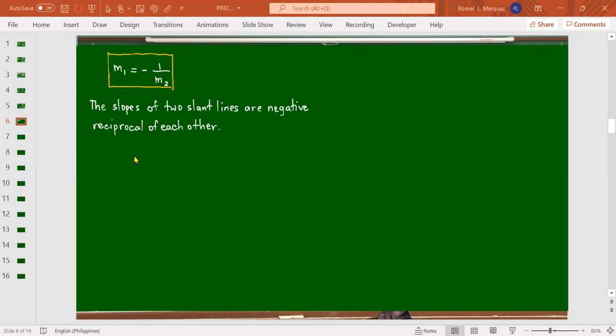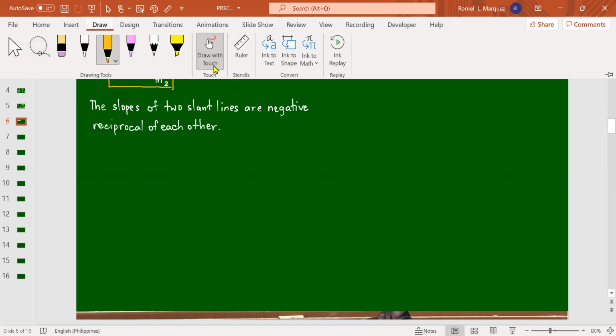Equivalently, the product of their slopes is negative 1. Or m1 times m2 is equal to negative 1. Okay?